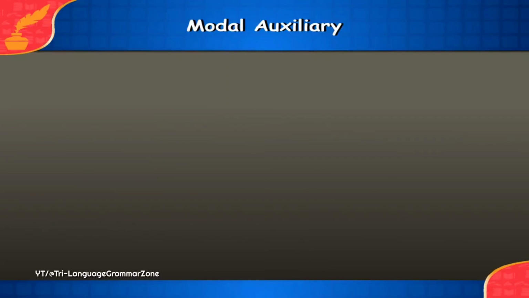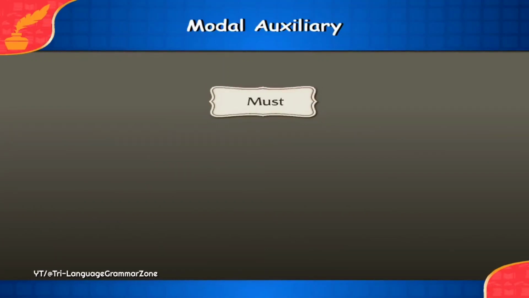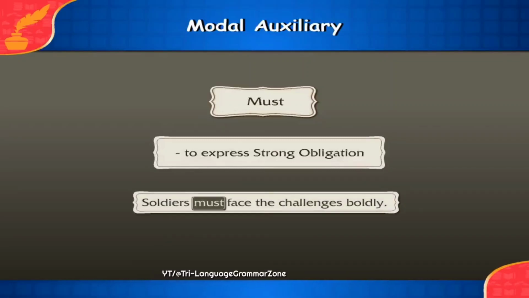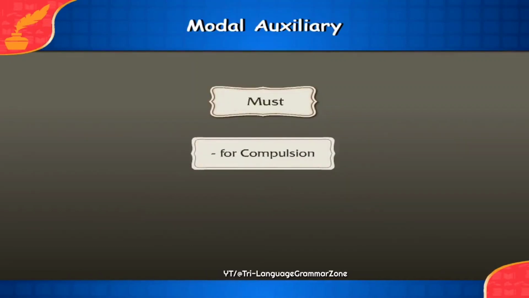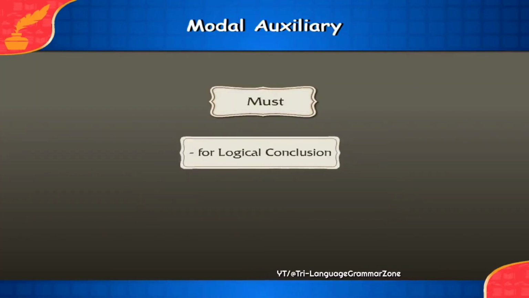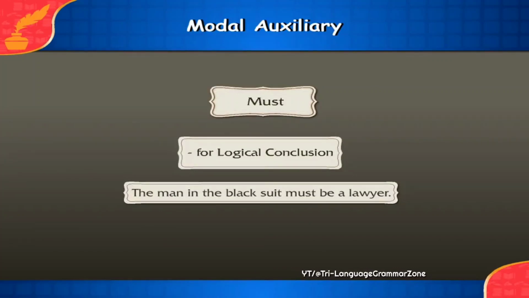The next auxiliary is must. Must is used to express strong obligation. For example, soldiers must face the challenges boldly. Must is used for compulsion. For example, students must wear school uniform. Must is also used for logical conclusion. For example, the man in the black suit must be a lawyer.